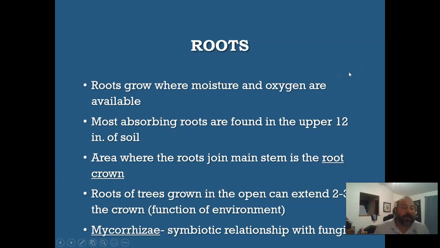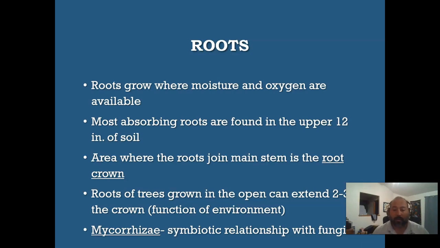So what else can I tell you about roots? Because roots are pretty interesting to me. Roots grow where moisture and oxygen are available. So if moisture and oxygen aren't available, they're just going to work their way around or keep stretching out until they find something. Most of the absorbing roots, those fine, smaller roots, are found in the upper 12 inches of the soil.